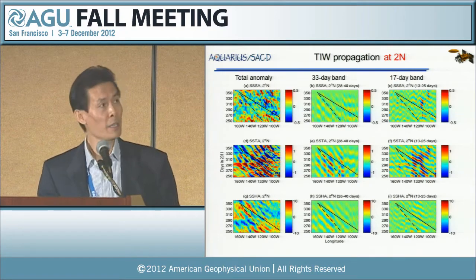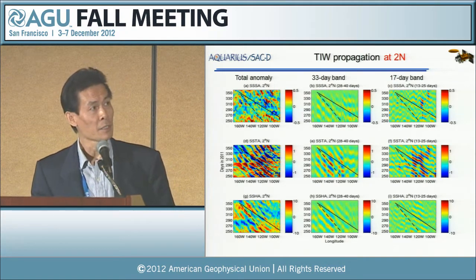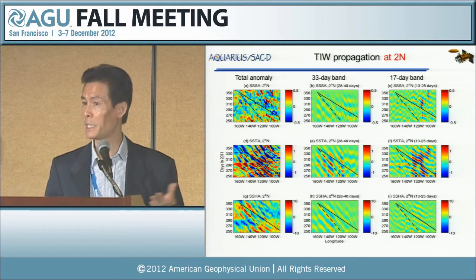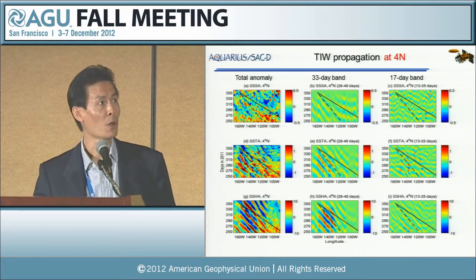Now, if you go to 2 north, again, you see the 33-day band at 0.5 meter per second, and the 17-day band at 1 meter per second. Same story for 4 north.